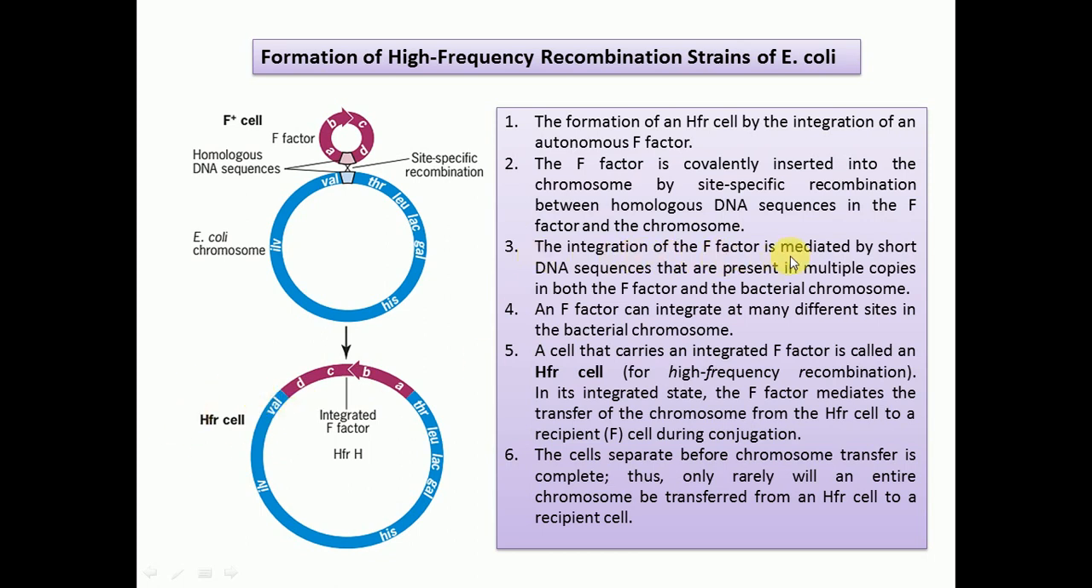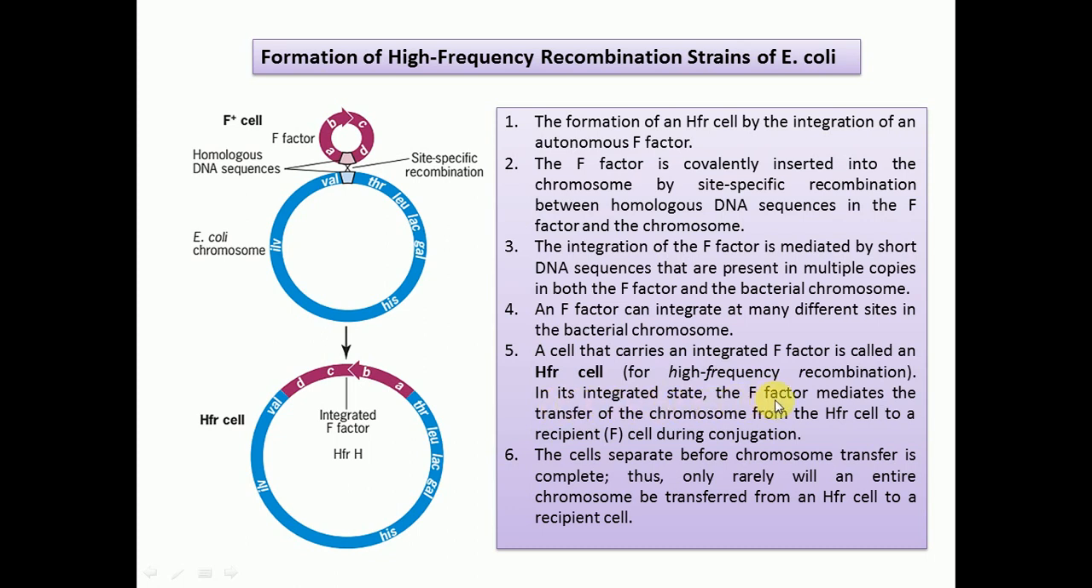Now the integration of the F factor is mediated by short DNA sequences that are present in multiple copies in both the F factor and the bacterial chromosome. If there is no sequence similarity between the F factor and the bacterial chromosome, there will be no homologous recombination and HFR will not be formed. The F factor can integrate at many different sites in the bacterial chromosome whenever it finds any similarity in the sequence. A cell that carries an integrated F factor is called the HFR or high frequency recombinant.